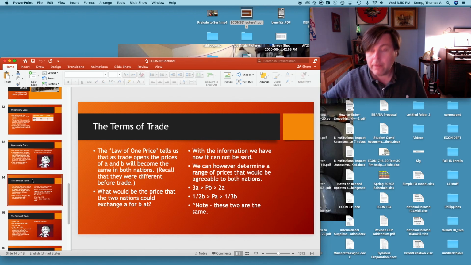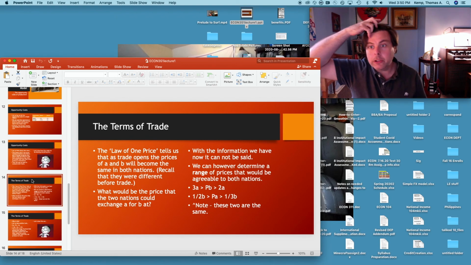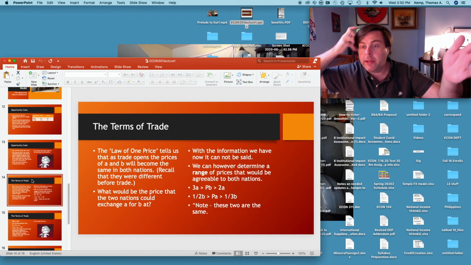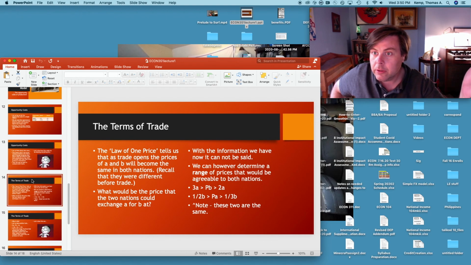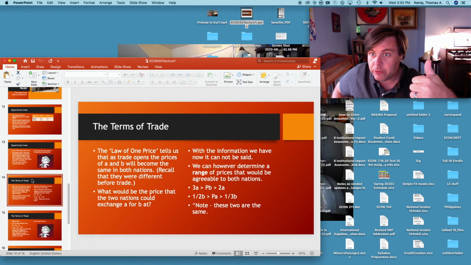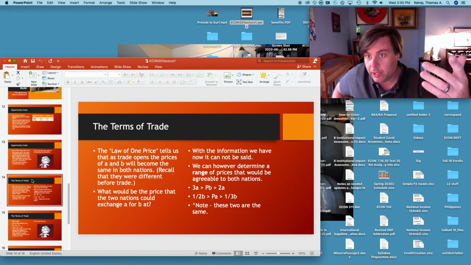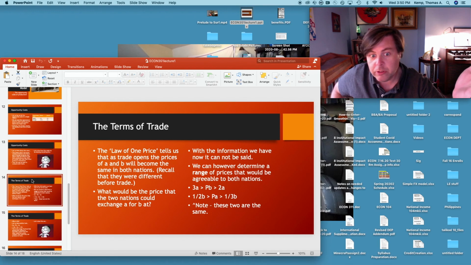All right? And on the other end, what about the foreign country? Well, every time they produced an item B, they had to give up 3 A's. So if they can get item B for less than 3 A's, they're going to be happy too. So the maximum price for B is going to be 3 A's, and the minimum price that's going to be acceptable to everybody is going to be 2 A's. So as long as the price is somewhere between there, everybody's going to be cool with it.